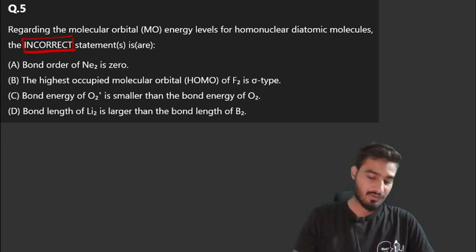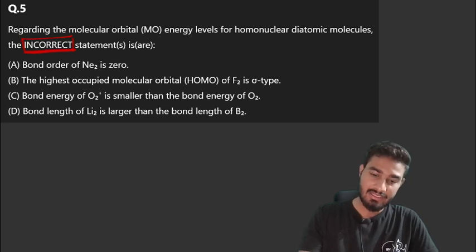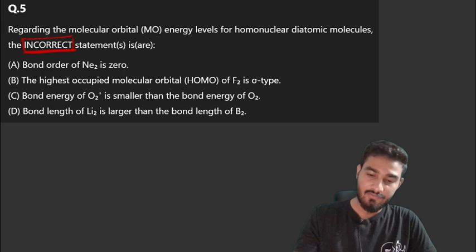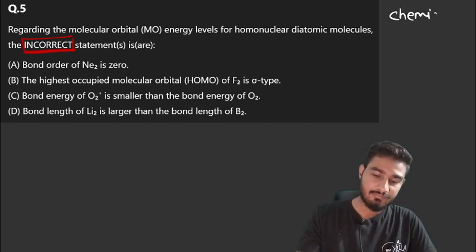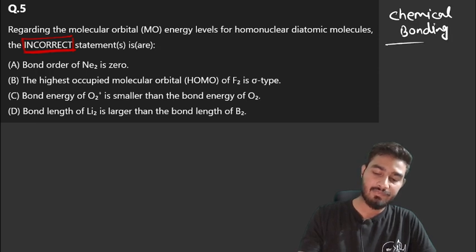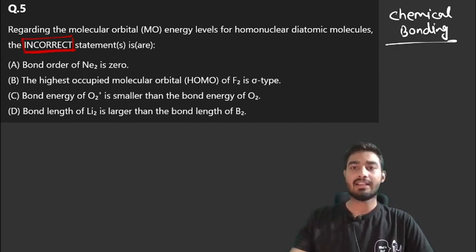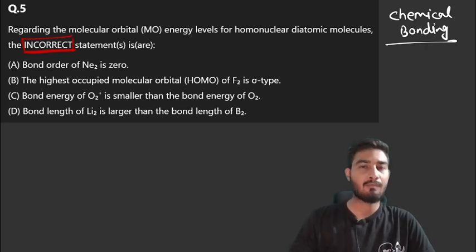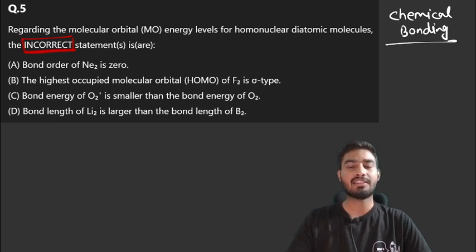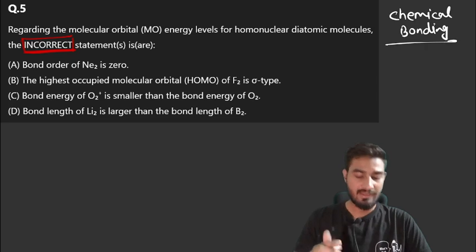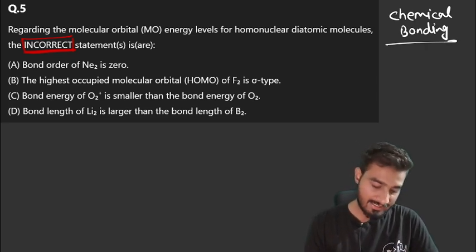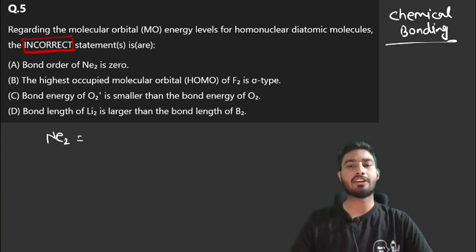So option number A, what is given? It is from the chemical bonding chapter. And see, bond order of Ne2 is 0. So bond order is asked, so no problem. The bond order formula we have written in MO: number of electrons in bonding minus number of electrons in antibonding, divided by 2. So in that case, if we write the bond order of Ne2, in Ne2 how many electrons are there?